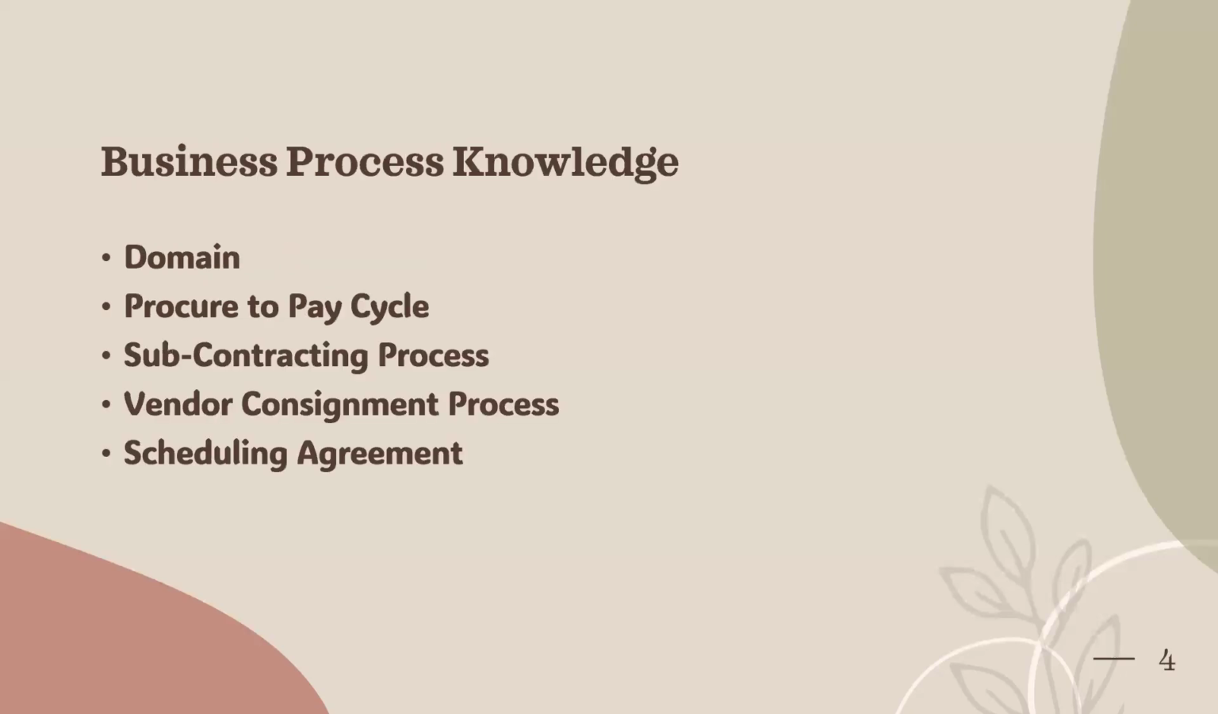Next, business process knowledge. Domain skill. Domain skill in the sense, purchase officer, how he purchases the raw material. That is domain skill. Procure to pay cycle is a business process. Subcontracting is a business process. Vendor consignment is a business process. Scheduling agreement is a business process. All these business processes you should know, and how to configure them, you should know. So these are all the business process skills for SAP.